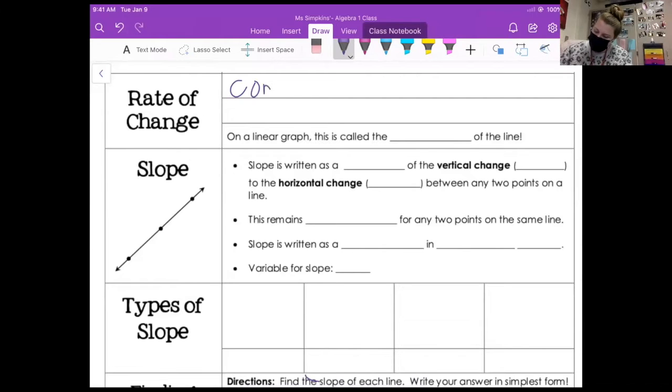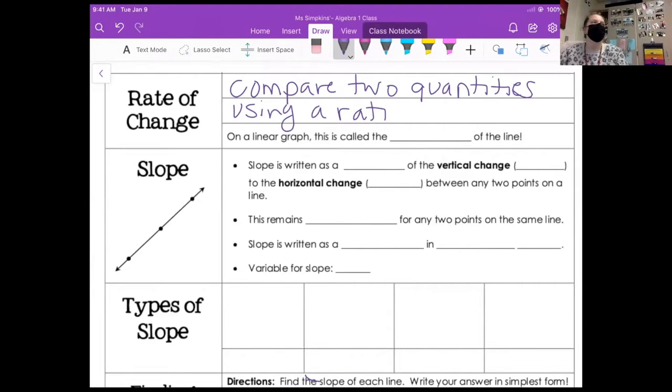So rate of change means that we are going to compare two quantities using a ratio. I hope you've seen that word before, hopefully last year, ratio. So this ratio, when we're talking about linear, what's linear mean? Straight line, is called the slope. So when we talk about this rate of change for a straight line, it's called the slope.